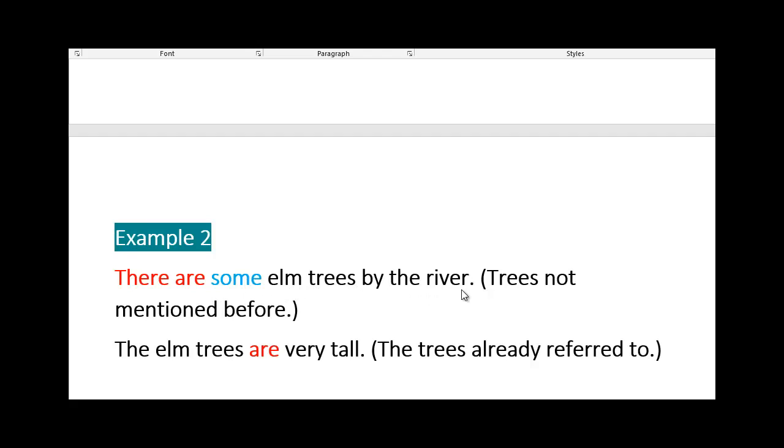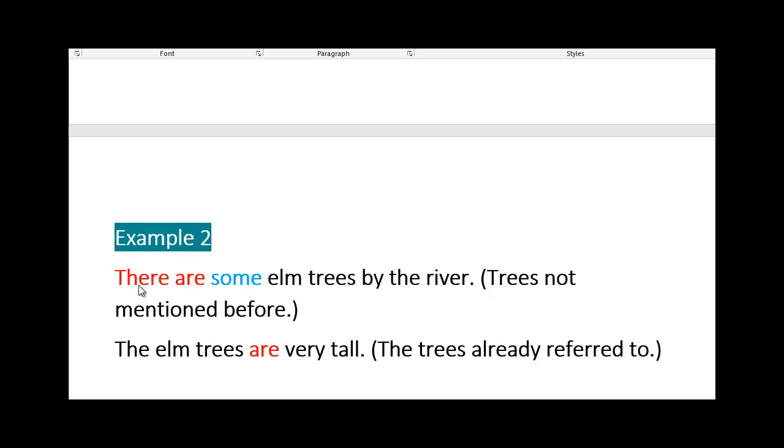We're going to talk about elm trees by the river. Trees are not mentioned before. We don't know that this is the first time we talk about the elm trees. The elm trees are very tall, okay? The trees already referred to. So when we already talked about the elm trees, we know about them. So we say the elm trees are very tall because they have been mentioned already.